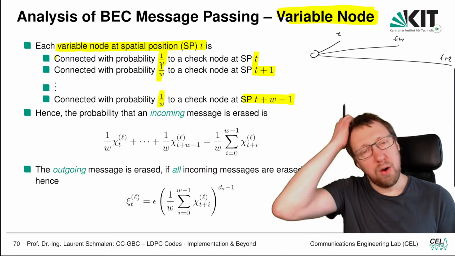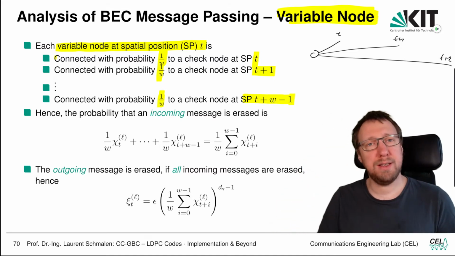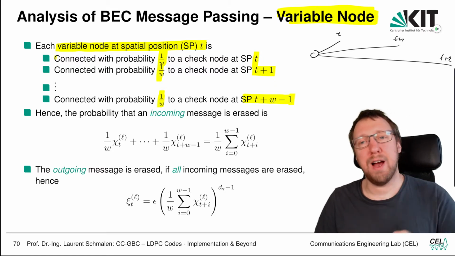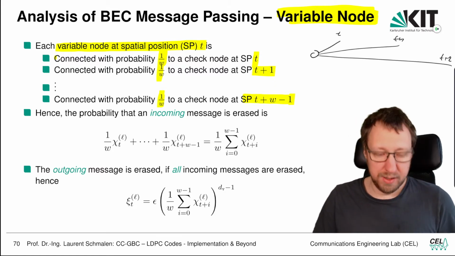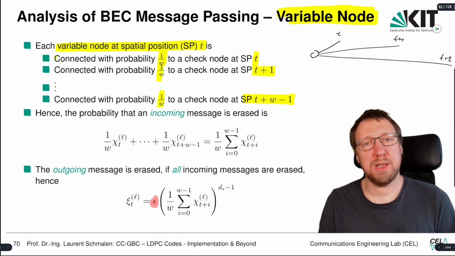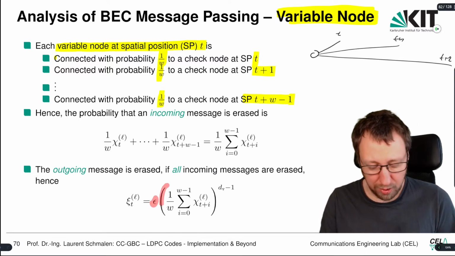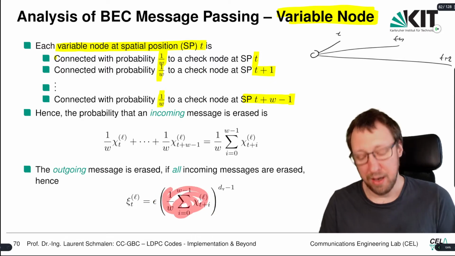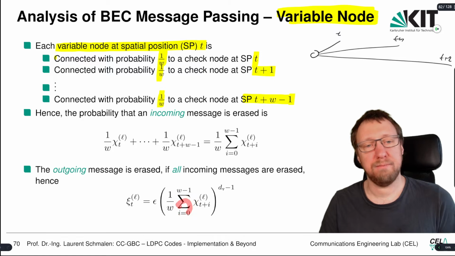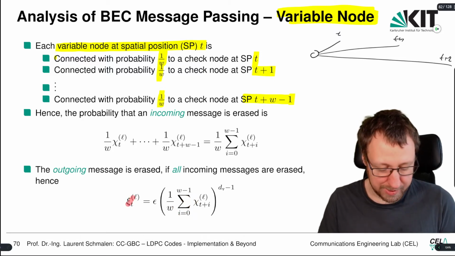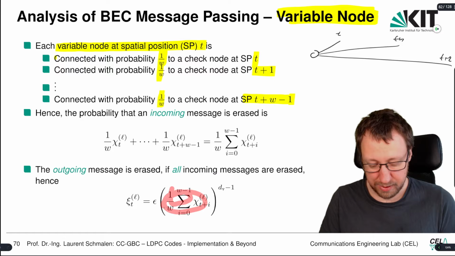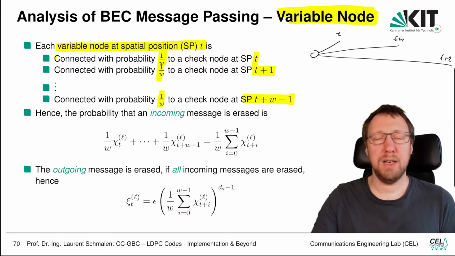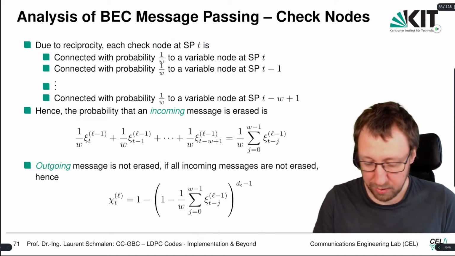So now we know when the outgoing message is erased from a variable node: if the channel message is erased, and if all the incoming messages are erased. It is erased if the channel is erased, which happens with probability epsilon, and if all the incoming messages are erased, so this is the probability that an incoming message is erased, to the power d_v minus 1. That's it. So we have c_t^l is epsilon times this average to the power d_v minus 1. Variable nodes done. Now we're looking at the check nodes.